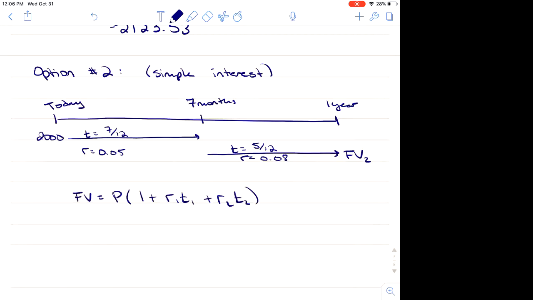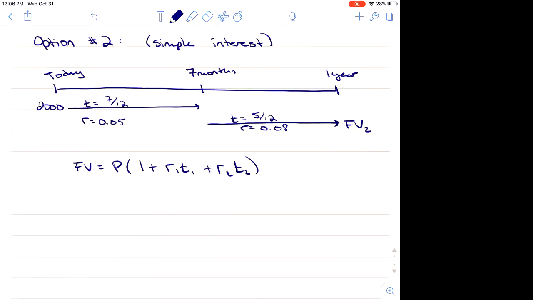Hopefully I remembered that right, because, yeah, I forgot my formula sheet. So now if we think of these R and T's, if I put a little subscript here, R1, T1, R2, T2, right? They're just referring to which interest rate period we're talking about.